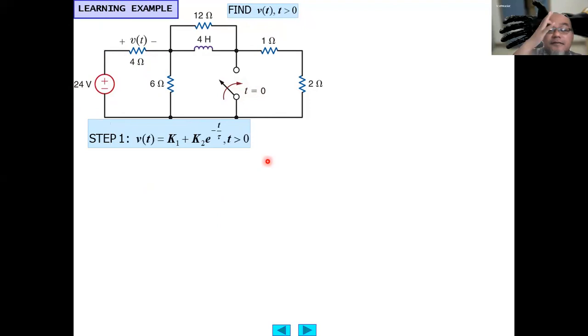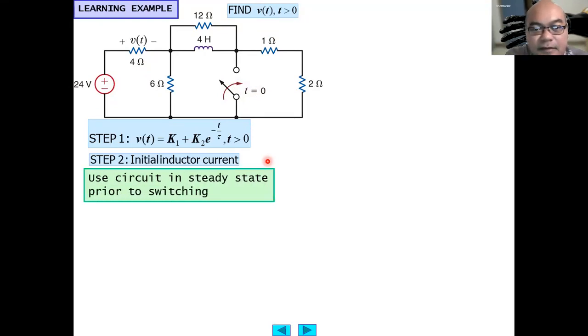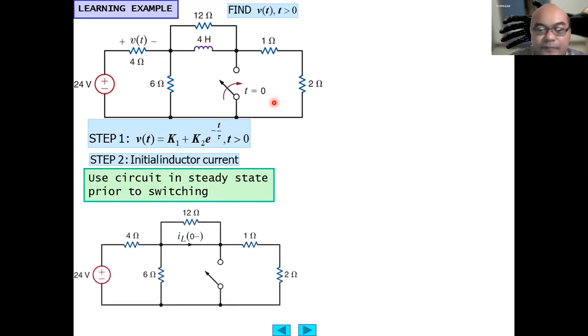Okay, so v(t) we express in the standard solution form of a first order differential equation: v(t) equals k1 plus k2 exponent minus t over tau. And then we set the initial inductor current here, and we redraw the circuit as a steady state circuit. It means the inductor is drawn as a short circuit connection, like this. The current flowing through the inductor is here.